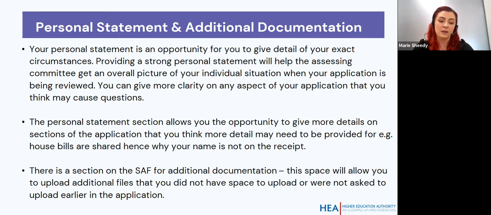Underneath the personal statement, there is an option to upload additional documentation. Now, this is where you can upload files that maybe weren't asked for in the other part of the application, or where you didn't have space to upload additional proofs. So this could be for maybe medical expenses. Sometimes the form will only let you upload 3 or 4 uploads. You might have an awful lot more, and you can upload these in the additional documentation section. So it's really, really useful if you have additional bills or proofs, put them into additional documentation after the personal statement.